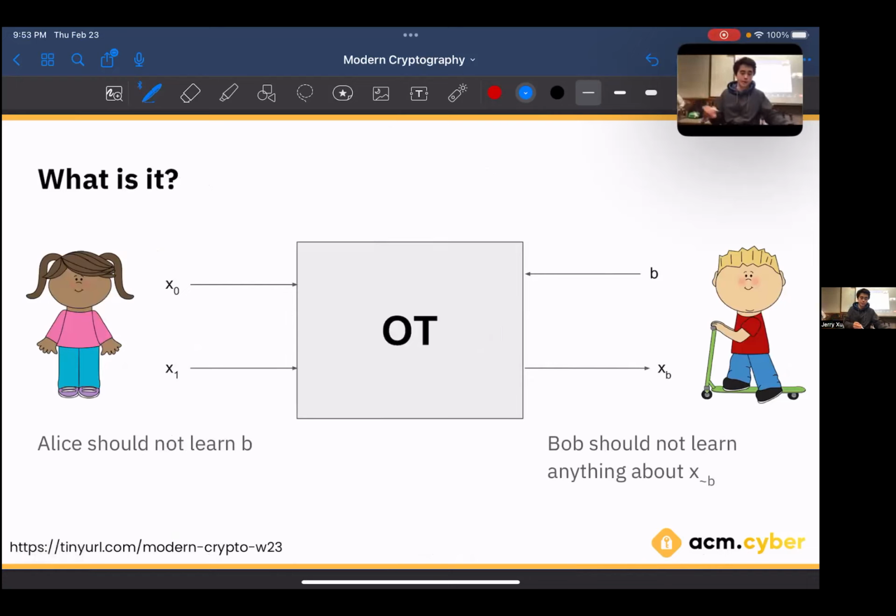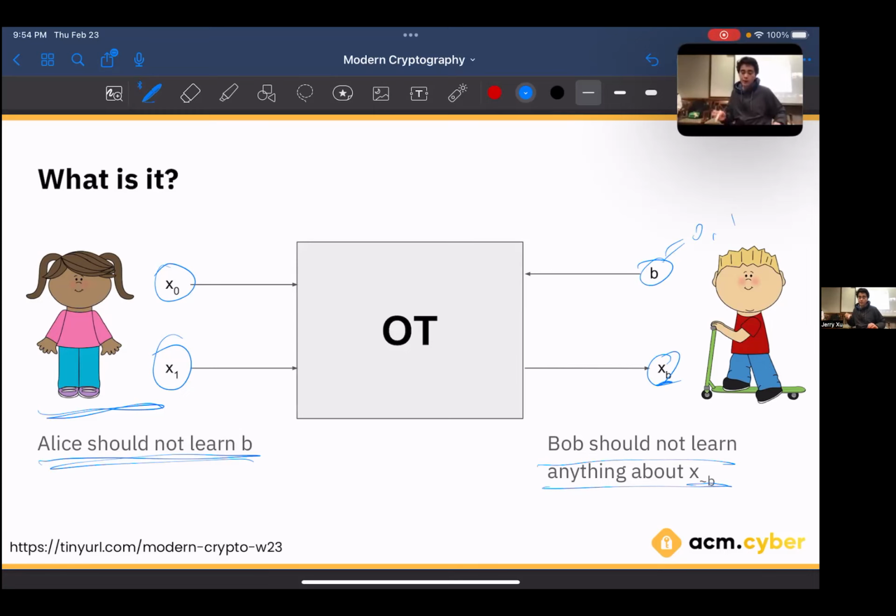So the basic idea is we've got Alice on one side and she's got two values. For whatever reason, Bob wants one of them. Bob doesn't know what they are, but he wants one of them. And he's just going to say, I want b, which is a 0 or a 1. And somehow he's going to get x sub b. But here's the trick. Alice should not learn anything about b, right? And Bob should not learn anything about the item that he doesn't get.